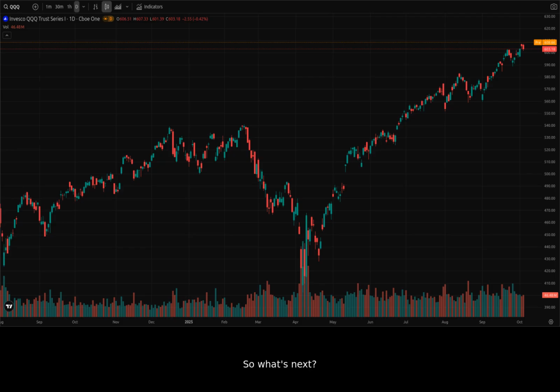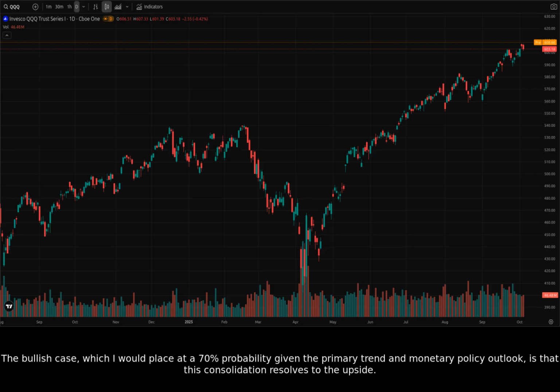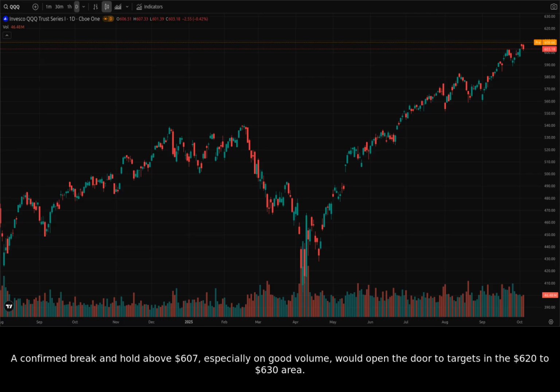So what's next? Let's outline two potential scenarios. The bullish case, which I would place at a 70% probability given the primary trend and monetary policy outlook, is that this consolidation resolves to the upside. A confirmed break and hold above $607, especially on good volume, would open the door to targets in the $620 to $630 area. This scenario becomes more likely if the government shutdown is resolved quickly and economic data doesn't reveal any nasty surprises.